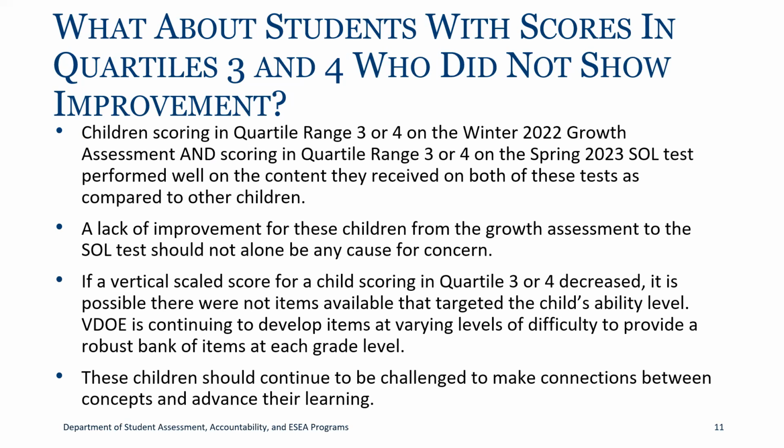A lack of improvement for your child from the growth assessment to the SOL test should not alone be a cause for concern. If your child's vertical scale score in range 3 or 4 decreased, it is possible there were not test items available that targeted your child's specific ability level. The Virginia Department of Education is continuing to develop items at different levels of difficulty to provide a wide range of test items. These children should continue to be challenged to make connections between concepts and advance their learning.